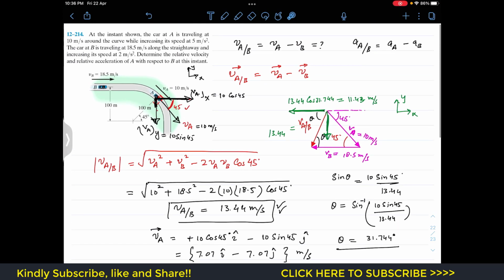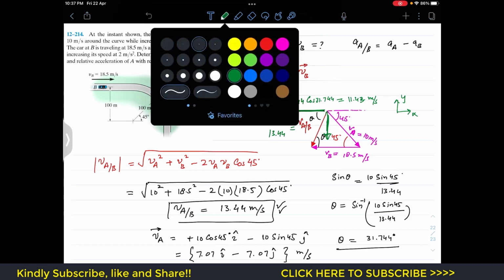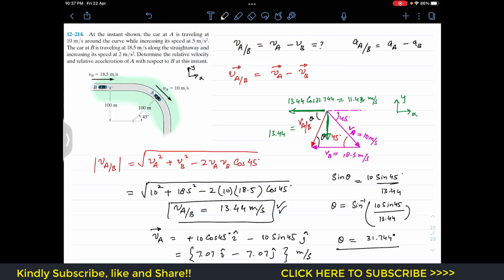Now in this problem, we are also required to determine the relative acceleration of A with respect to B. If we look into these two cars again, this car B has an acceleration of 2 meter per second square. It is said that the car at B is traveling at 18.5 meter per second along the straightaway and increasing its speed at 2 meter per second square. So the acceleration of this car B is acting towards the positive x, and let's say this is the acceleration of B, which is 2 meter per second square.